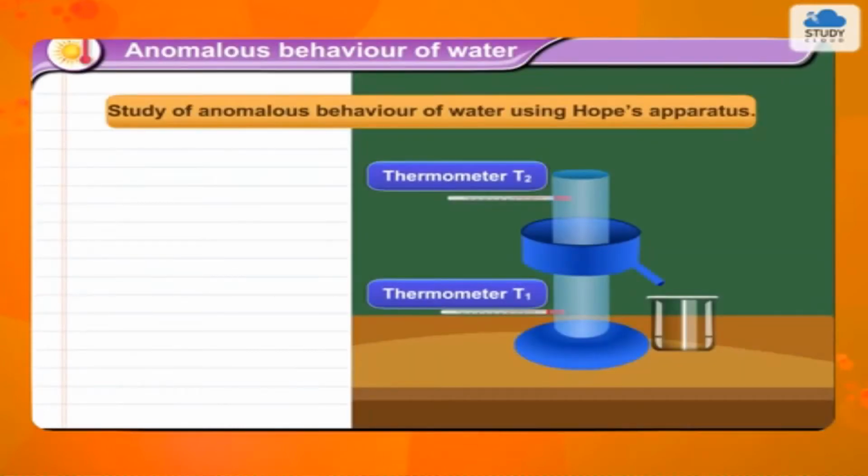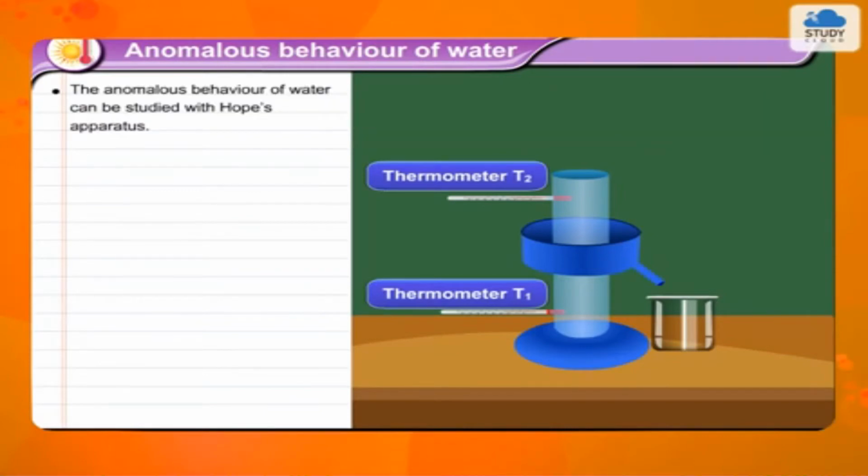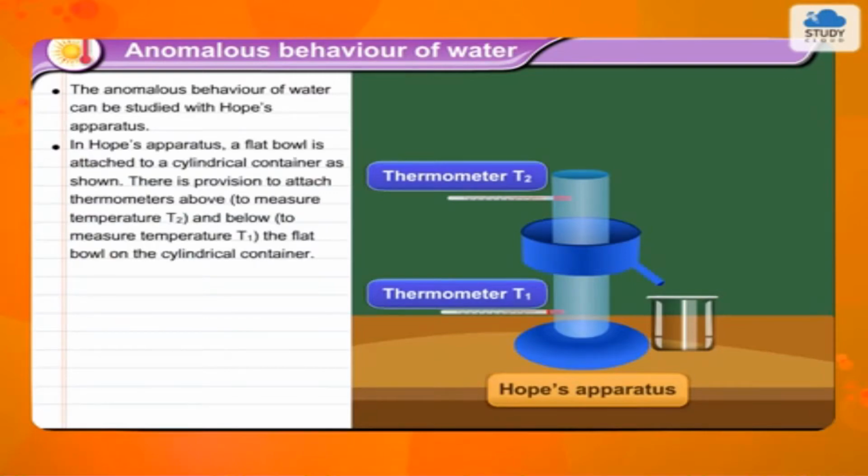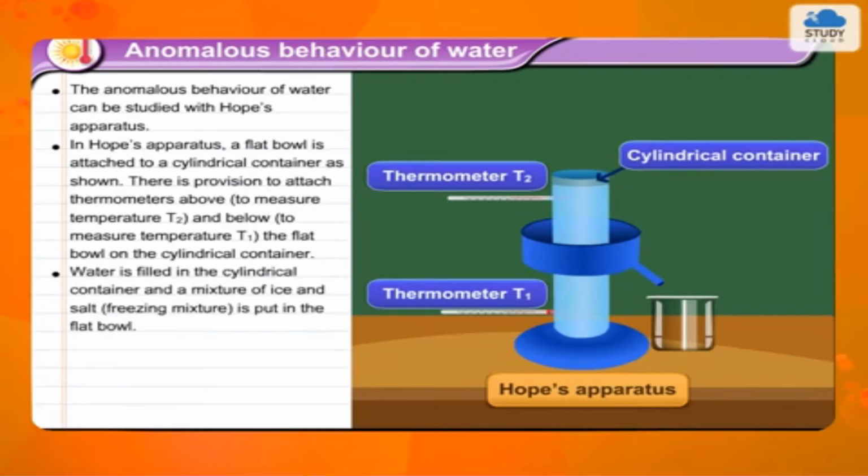Study of anomalous behavior of water using Hope's apparatus. The anomalous behavior of water can be studied with Hope's apparatus. In Hope's apparatus, a flat bowl is attached to a cylindrical container as shown. There is provision to attach thermometers above to measure temperature T2 and below to measure temperature T1. The flat bowl on the cylindrical container. Water is filled in the cylindrical container and a mixture of ice and salt, a freezing mixture, is put in the flat bowl.